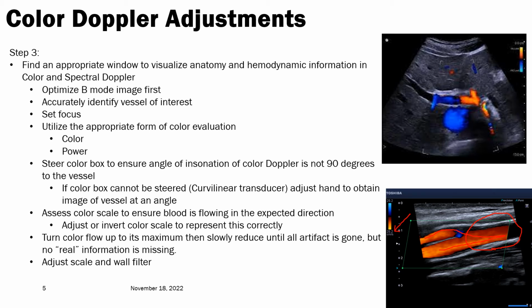If you increase your color scale too much, you'll start losing sensitivity and you won't be able to fill your vessel. So it's a fine balance where you need it high enough but not so high that you aren't able to see your vessel anymore. So that's going to direct your scale settings, and you'll find the same thing with your curvilinear that you will with your linear down here.